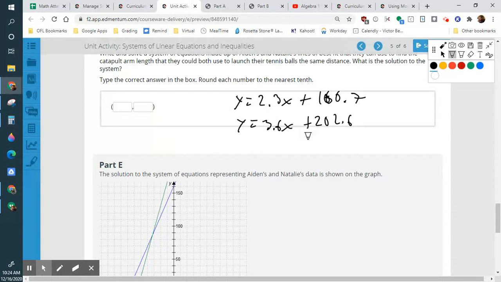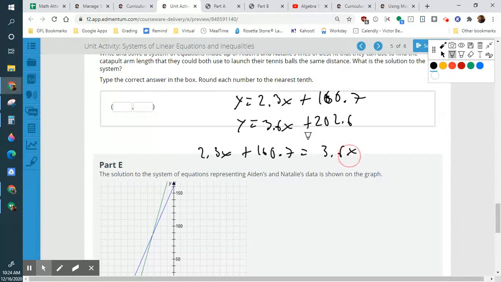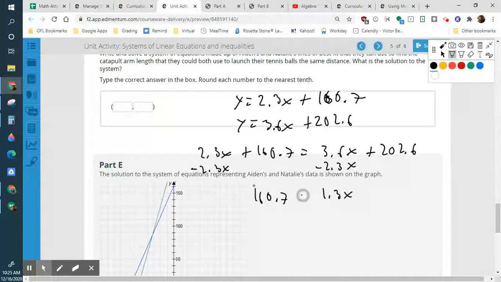So you're going to go 2.3x plus 160.7 equals 3.6x plus 202.6. And what you're going to want to do is you're going to want to get all of your x's together. 1.3x, and you're going to want to subtract these to get all the regular numbers together.